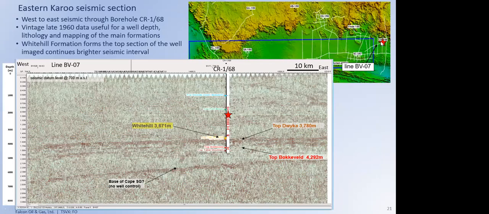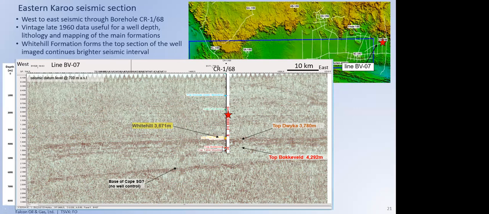This is a west-east line, and we're in the Eastern Cape, and it goes through Cronemeer, and I've put the well on there for us, as well as the horizon picks. So you can see this late 60s vintage. It's fair quality. You can definitely map on it, and you can see the top of the White Hill would be picked here, and that's pretty much the Dwyka. Another good pick is, as indicated there, the base of the Cape Supergroup. Just depths, there you are. That gives you a feeling that we're down at about 4 kilometers in this vicinity.